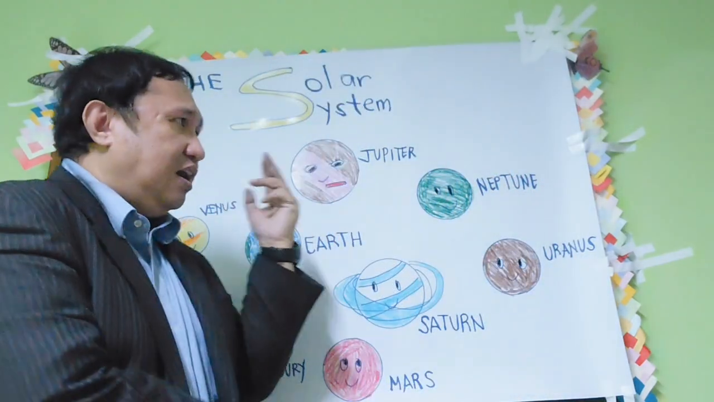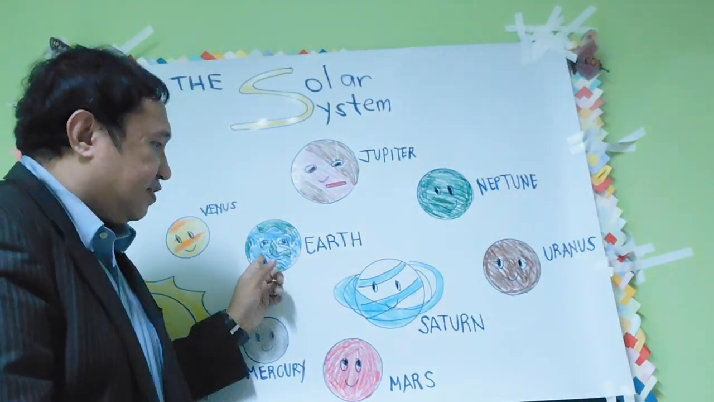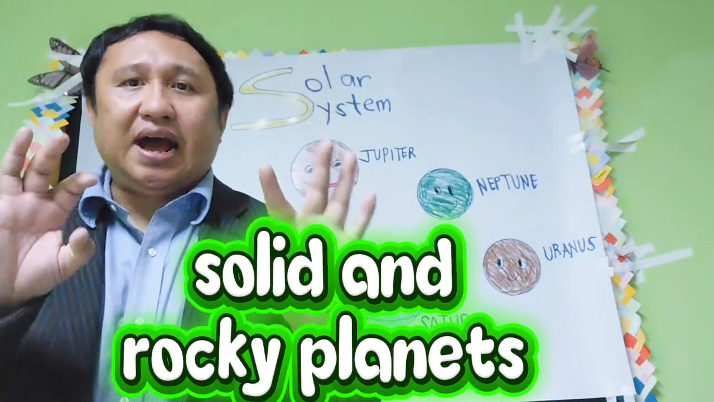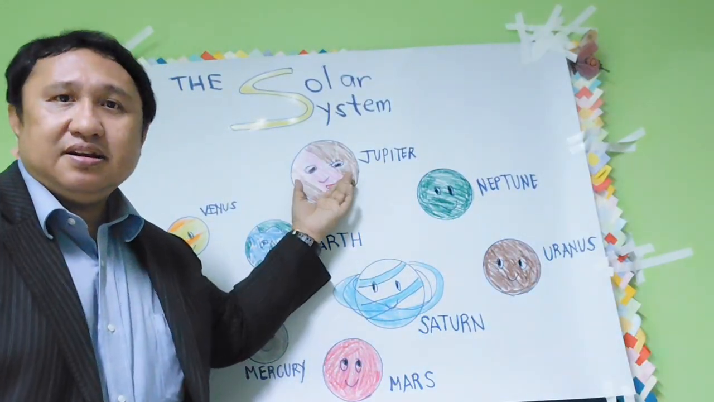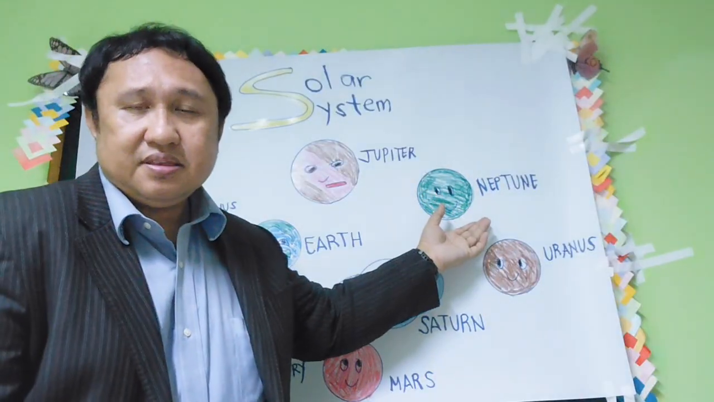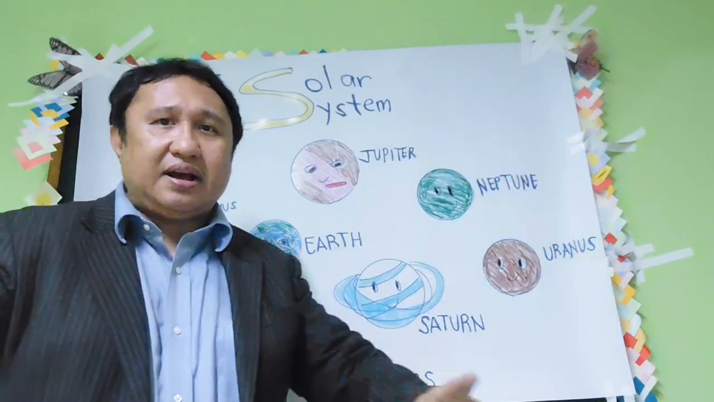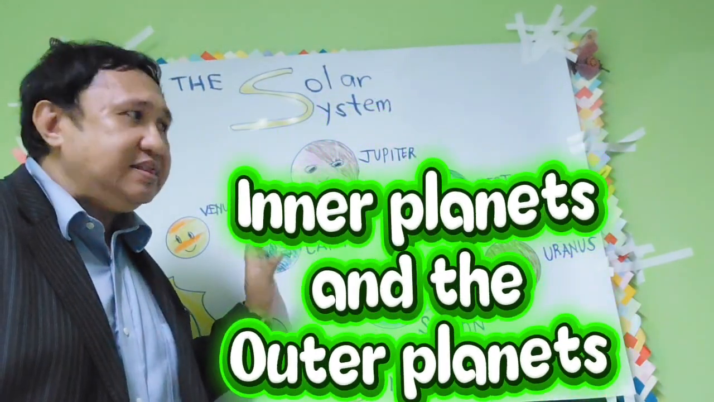Now class, remember that these planets are actually grouped into 2 groups. There is what we call the inner planets. They are Mercury, Venus, Earth, and Mars. Now these 4 are actually solid and rocky planets. On the other hand, we have Jupiter, Saturn, Neptune, and Uranus. They are actually gas planets and there is no rock on their surface. So remember, we have the inner planets and the outer planets.